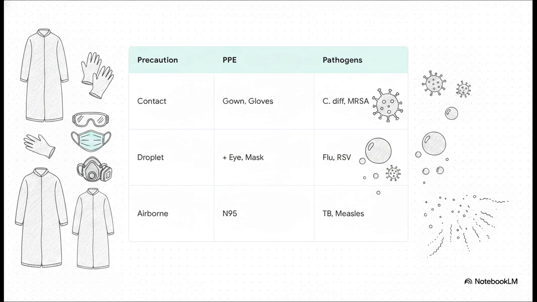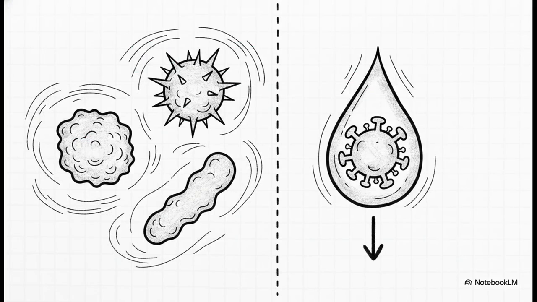Finally, the big one, airborne precautions. This demands a fit-tested N95 respirator. Why? Because we're dealing with tiny aerosols that literally hang in the air, so it requires a completely different level of protection. So, the crucial point here is knowing exactly which pathogens require that strict airborne isolation. I like to call them the airborne 3. If you see tuberculosis, measles, or varicella on an exam, your brain should immediately flash to airborne precautions. Seriously, examiners will endlessly test your ability to separate these 3 from your standard droplet viruses like the flu.